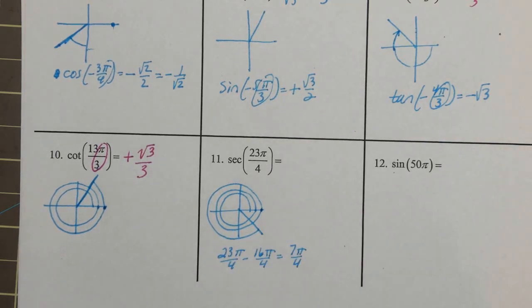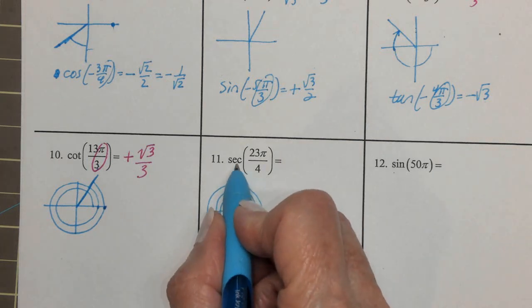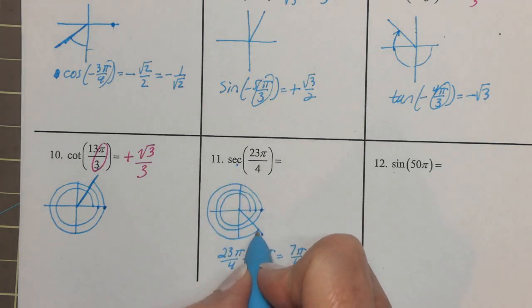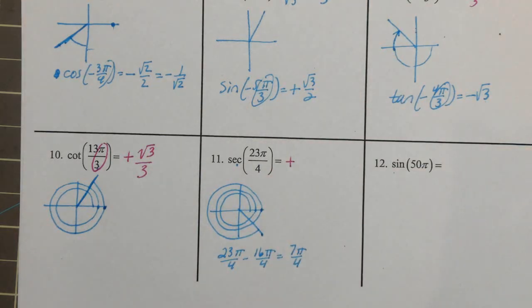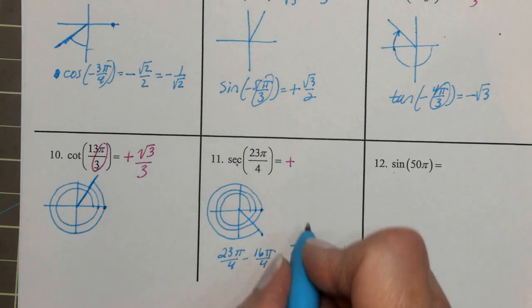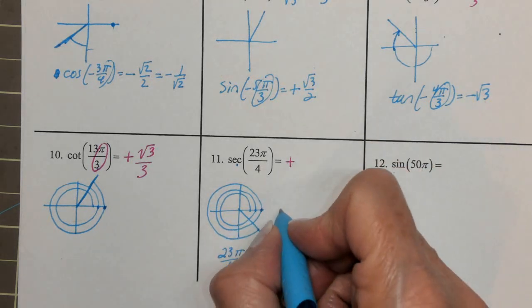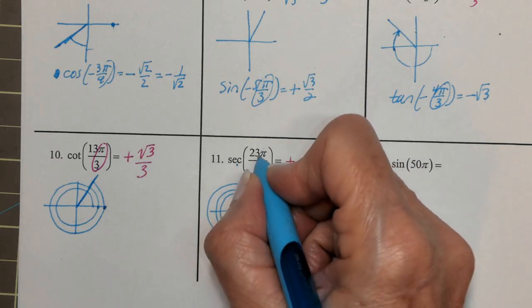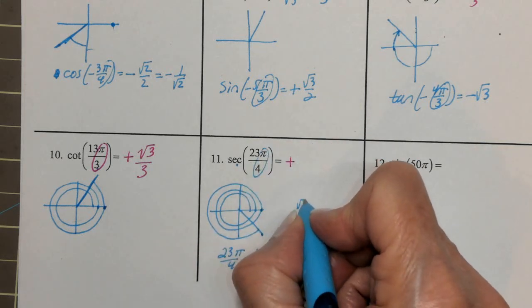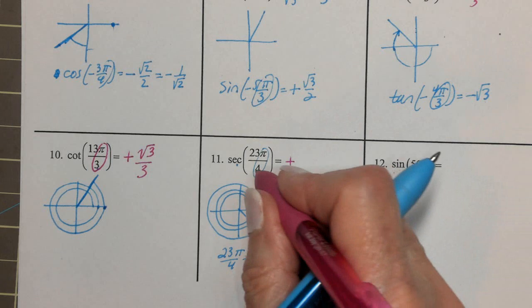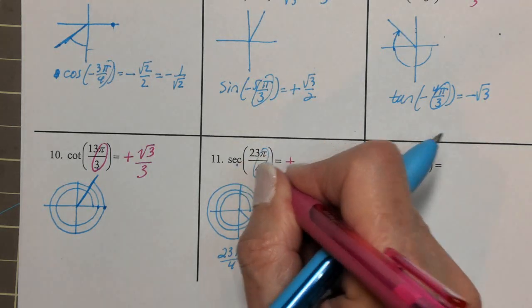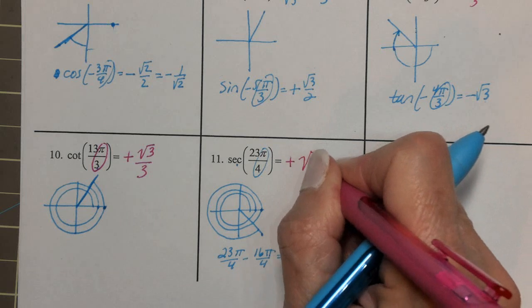We're in quadrant 4. So what does that mean? That means secant is going to be positive because secant is the flip of cosine. So this is going to be positive. Okay? And so cosine of pi over 4 is square root 2 over 2, which came from 1 over square root 2. So secant of 23 pi over 4 will be positive square root 2.